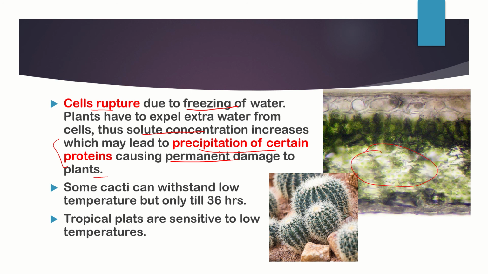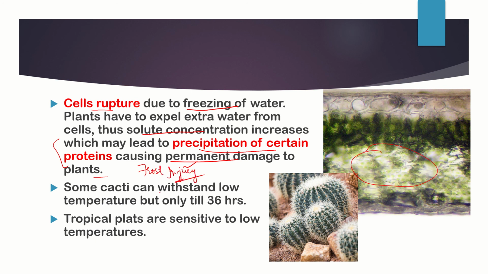How did this happen, once again? Because the temperature is low, the water is freezing, and we know the ice has more volume as compared to the liquid water. So obviously the cells which have abundant water are going to rupture. Now, in order to save themselves, plants expel extra water, but in turn their osmotic concentration increases. And because of that, certain proteins within those cells, not all proteins, precipitate. And once the proteins precipitate, it is going to be a permanent damage for the plant, and ultimately it will die. Okay, this is all called frost injury.